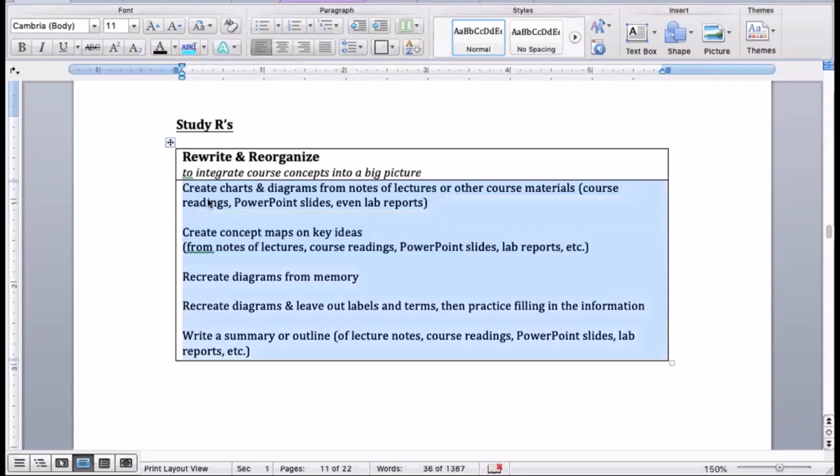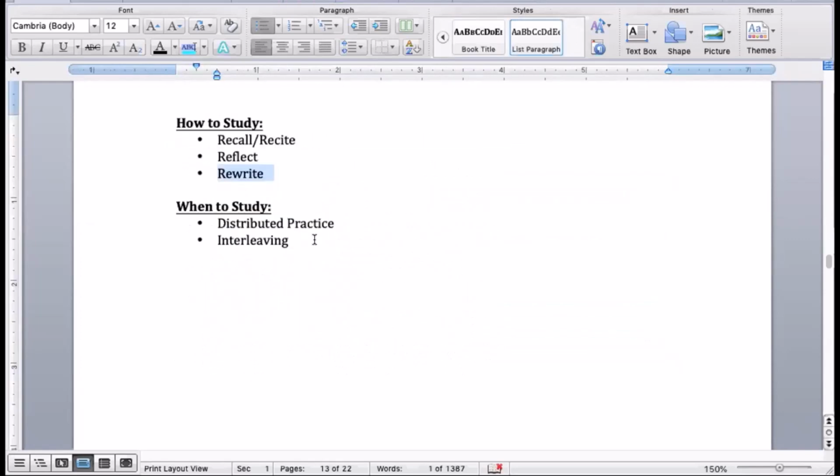These are all some, whether it's rewriting, taking even 1 minute of here's literally everything I can think of on this process, or going back and forth between visuals and language. And this rewriting, reorganizing is essentially saying, how can I find some way to reprocess this information in a way I haven't done yet? What I want to talk about now are some strategies for not just how to study, but when to study.